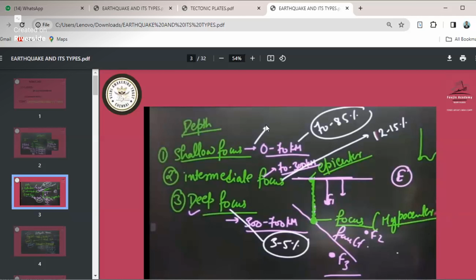On the basis of depth, there are three types of earthquake: shallow focus, intermediate focus, and deep focus earthquake. Shallow focus is 0 to 70 kilometers, where 70 to 85% of earthquakes happen. Intermediate focus is 70 to 300 kilometers, which is 12 to 15%. Then deep focus has 3 to 5%. So these are all the types of focus on the earth, and all the types of earthquake.